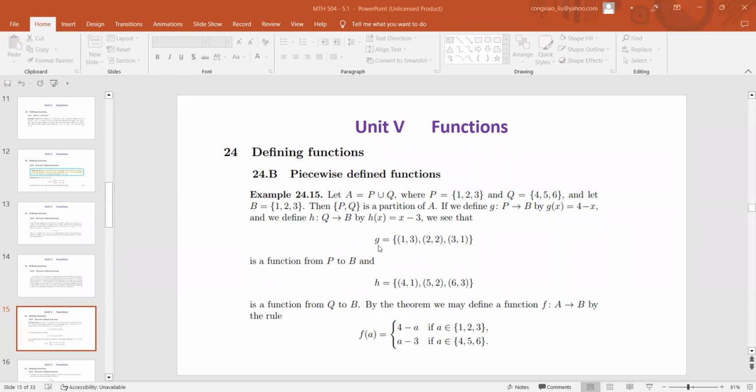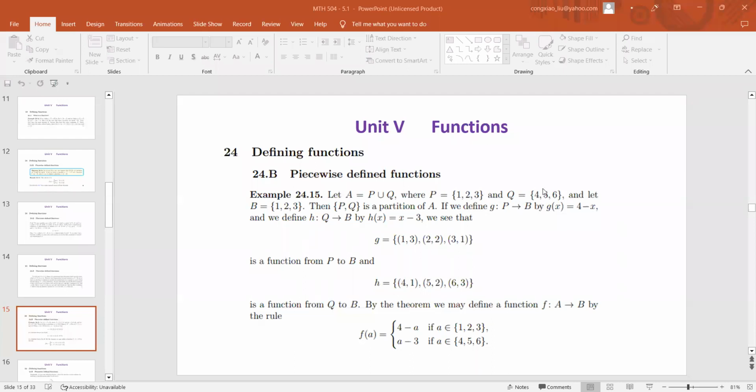So these three numbers, 3, 2, 1, are in set B. So it is a function from P to B, and similarly, you can find the set H as other pairs. For example, H is from Q to B. Okay, defined from Q to B.